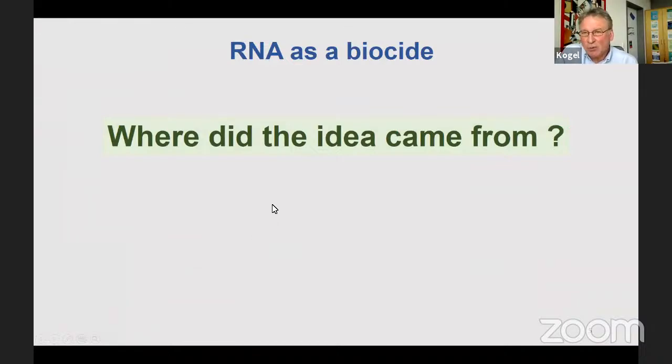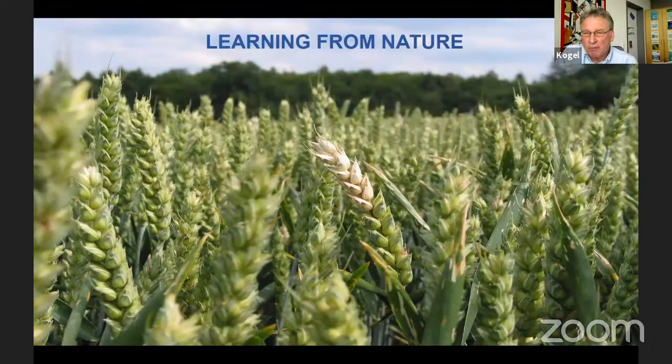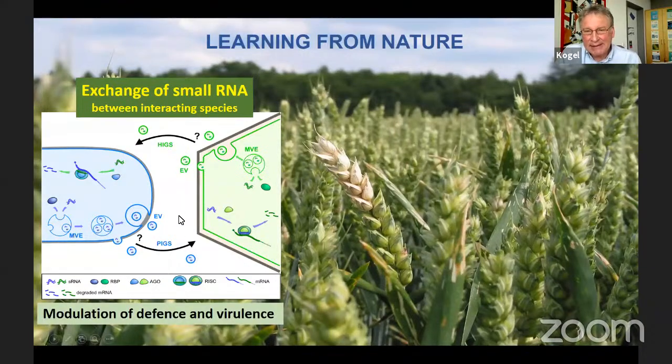So where did the idea to use RNA as a fungicide come from? We learn from nature. This here is a scheme which might be a little bit complicated, but I just want to show you. This is the fungus, this is the plant, and there is an exchange of RNA between plants and fungi.